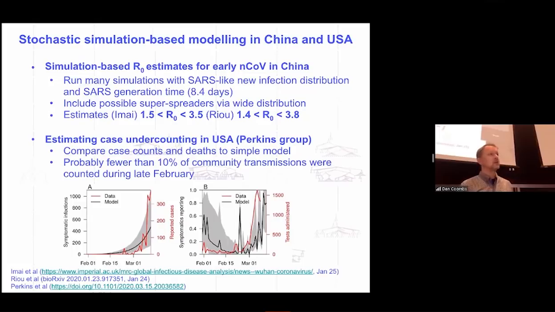And a similar thing more recently has been done for the US. This is from the group of Ted Perkins.